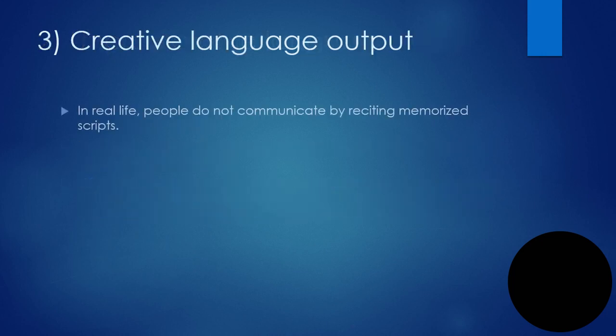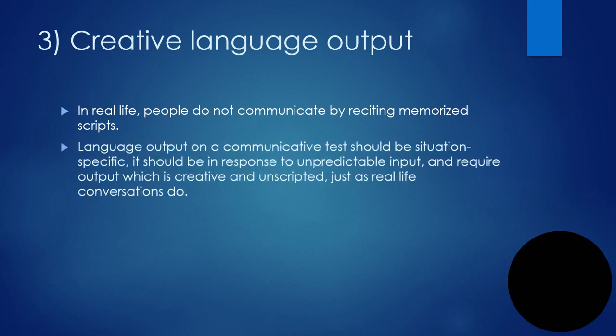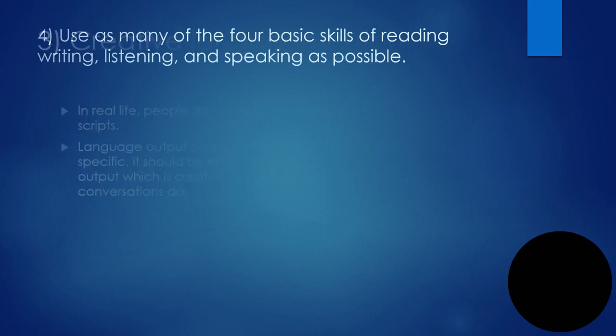Creative language output. In real life, people don't communicate by reciting memorized scripts. Language output on a communicative test should be situation specific, so it should be about the specific situation that the instructor asks on the test, and it should be in response to unpredictable input. And it should require output which is creative and unscripted, just like a real-life conversation would entail. Those are the 3 major criteria.